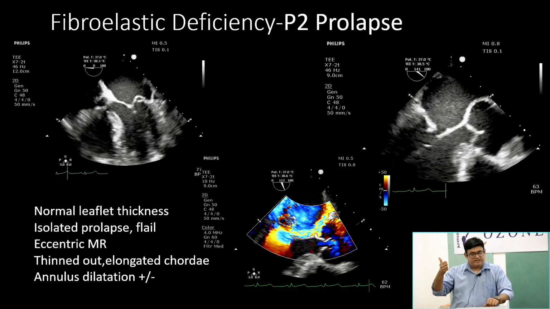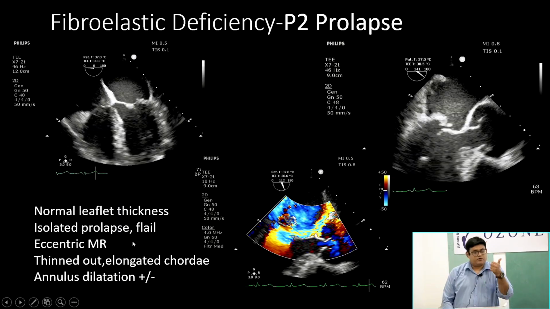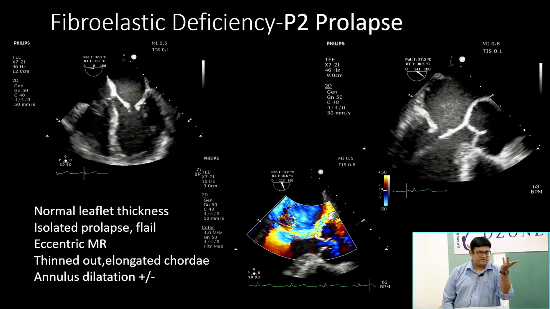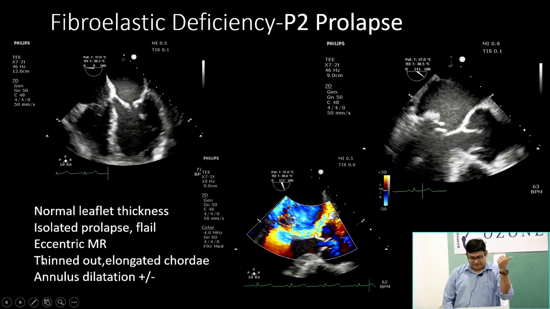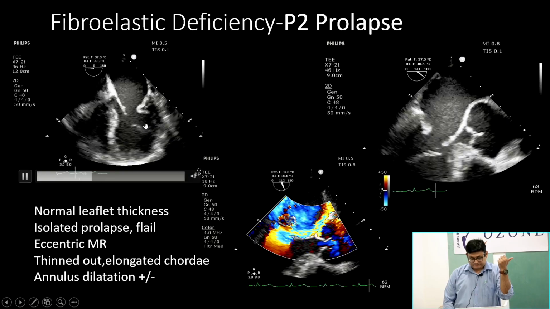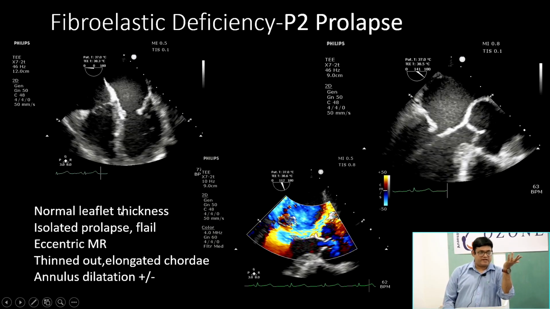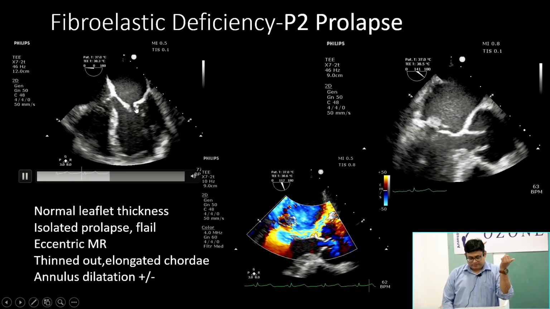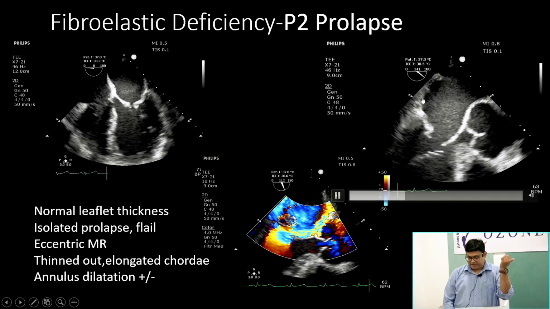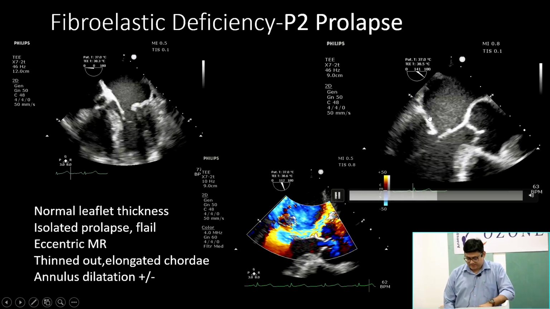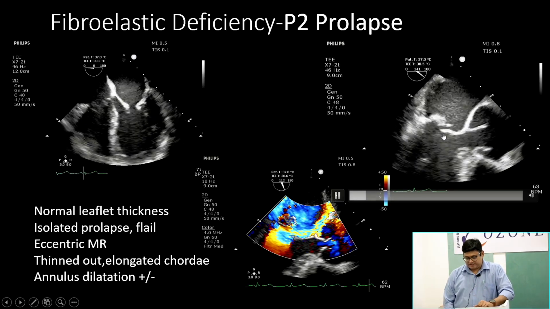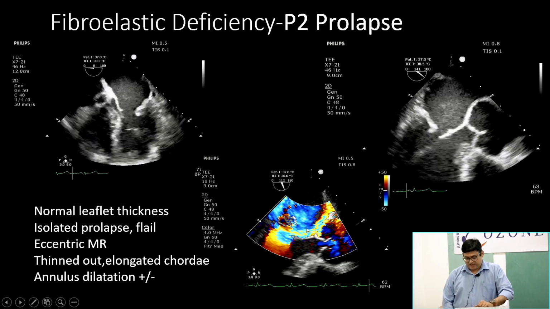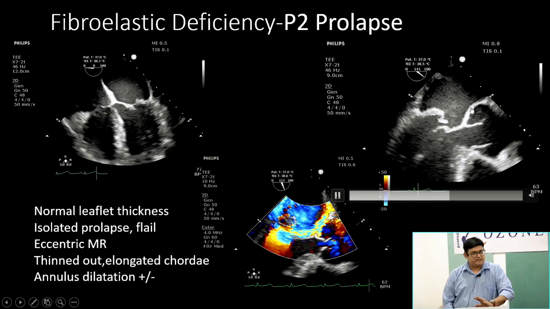Here you have your normal leaflet thickness. There can be an isolated prolapse. Flail is common. There is eccentric MR. You have thinned out or elongated chordae, and you may or may not have annulus dilatation. So here you can see there is a P2 prolapse here, and Deepak has also shown very good images. And in this case, a big coaptation defect here, and you can see the big jet going through eccentrically over the anterior mitral leaflet, wall hugging the LA.